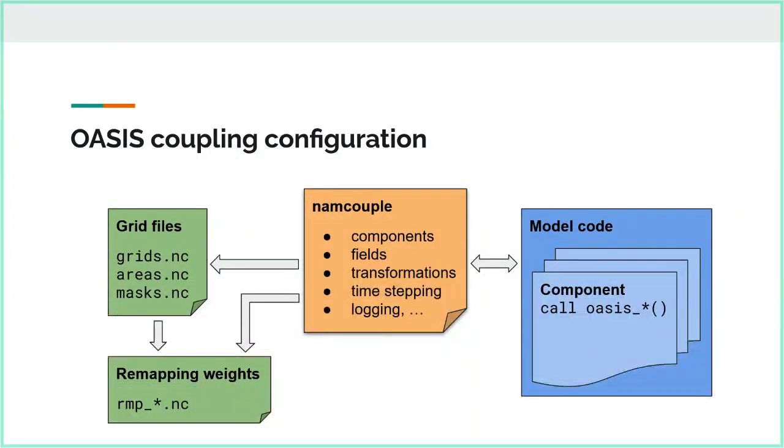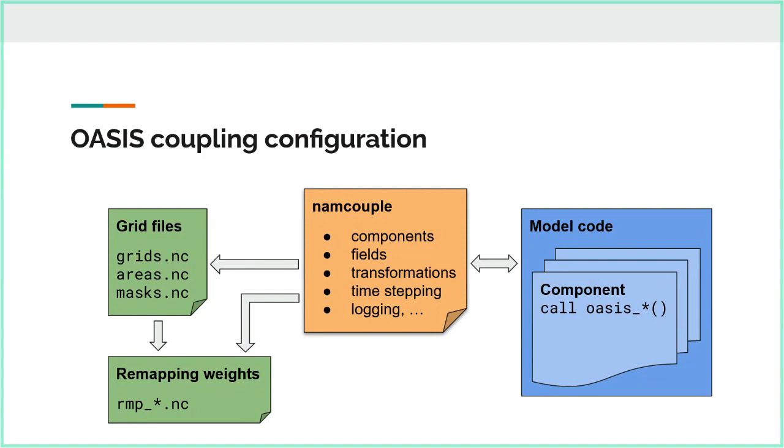Okay, so let's dive in right away into how a coupled model is set up with OASIS in terms of coupling configuration. At the center of this sketch, you have the numcouple file, which is the main namelist if you're a Fortran programmer, or config file if you use any other language, which has a lot of information about the coupled system, such as listed here.